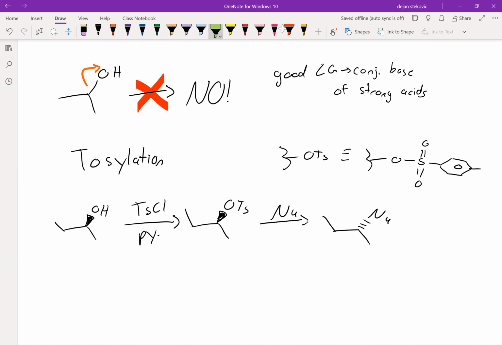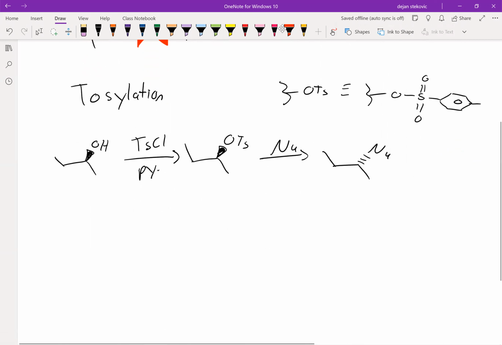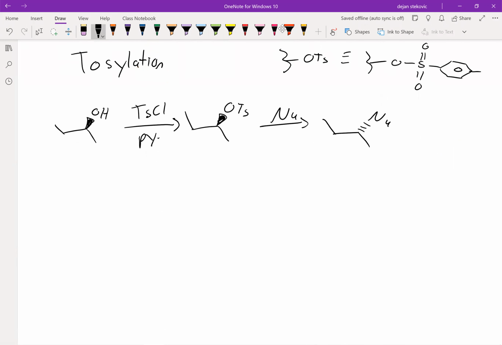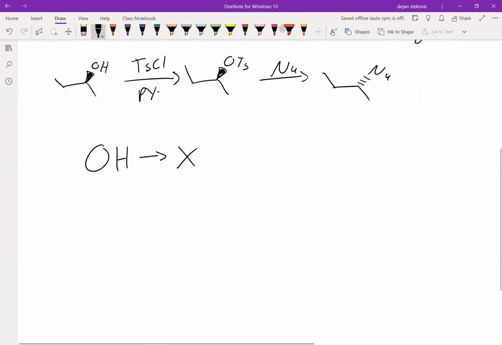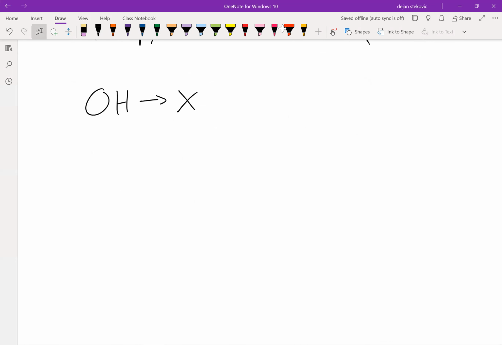Right, coming from the name toluene, right? And then we have this sulfate group on the end there. So that's one way you can make it into a good leaving group, is to tosylate it. Another way to make it into a good leaving group is to just change it into an alkyl halide. So we can go from alcohols to alkyl halides relatively easily as well.